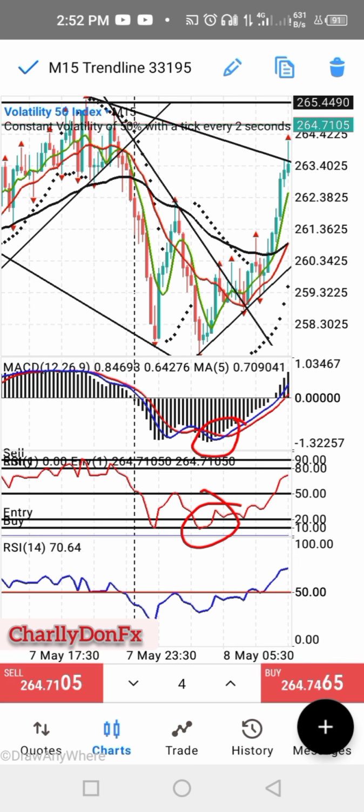There was a crossover. Now take a look at the main chart. There is a crossover of the moving average. The green crossed over the red moving average. And I patiently waited. That was when I confirmed the RSI went up and I took a buy position.